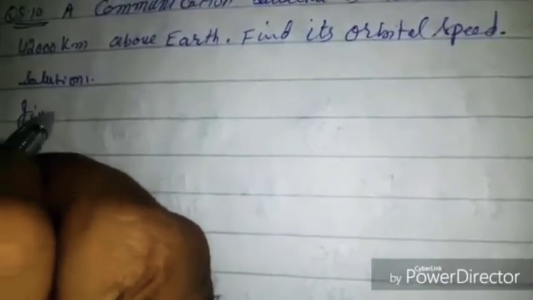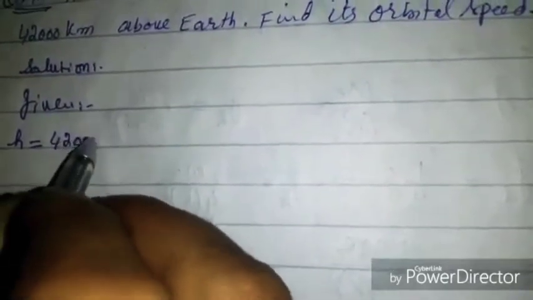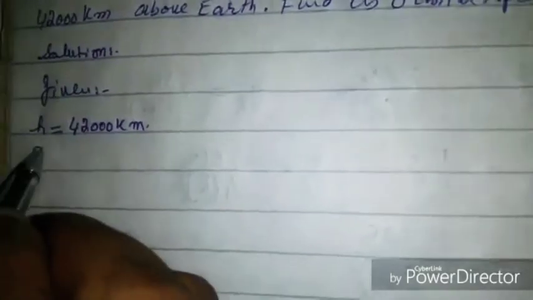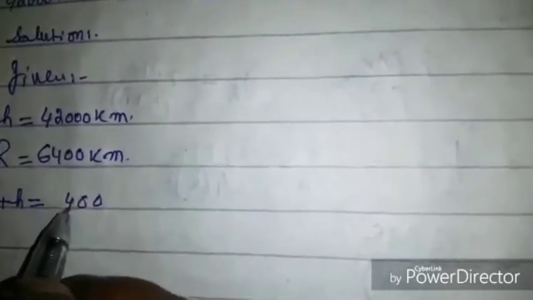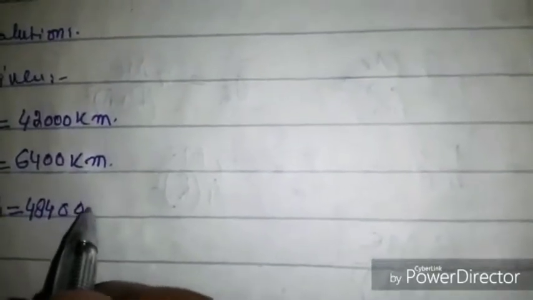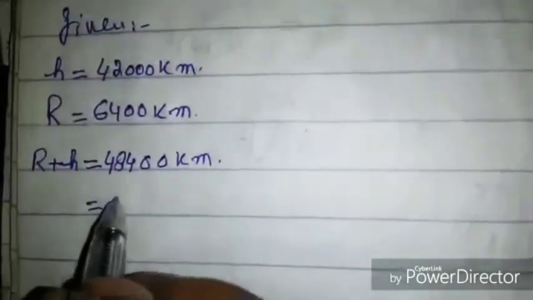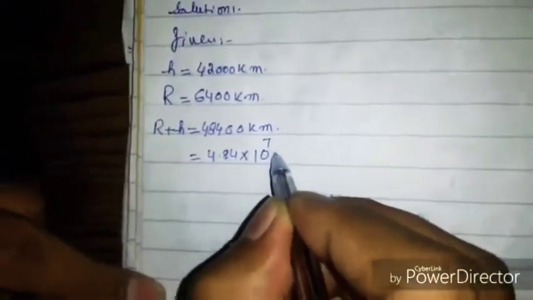Here given is height h is equal to 42,000 kilometer. We know r, the radius of the earth, is equal to 6,400 kilometer. R plus h is equal to 48,400 kilometer, which is equal to 4.84 into 10 to the raised power 7 meter.